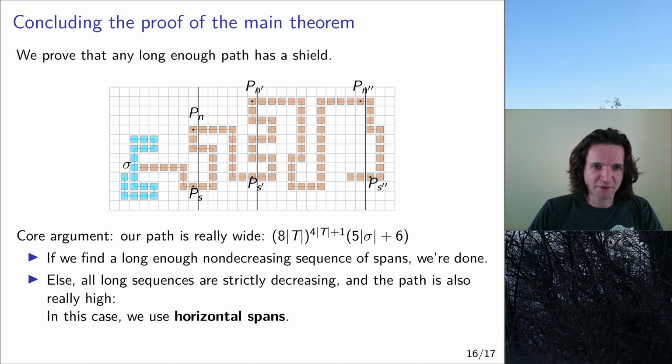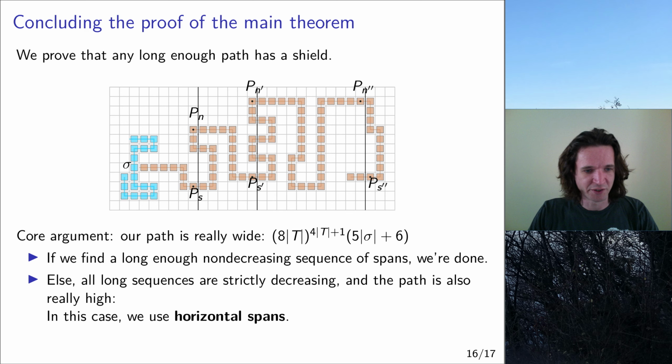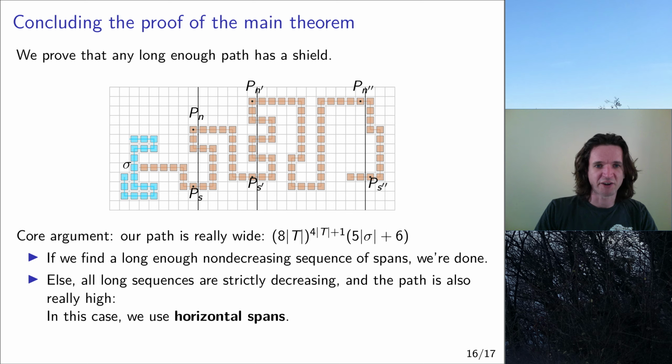So what if not? So our core argument is that our path is really wide. It's exponentially wide. So if we find a long enough non-decreasing sequence of spans, we're done, because by the pigeonhole principle, we can find two spans of the same type. Else, all long sequences are strictly decreasing, which means that the path is also really high, because if any such sequence is strictly decreasing, it means it starts really high.